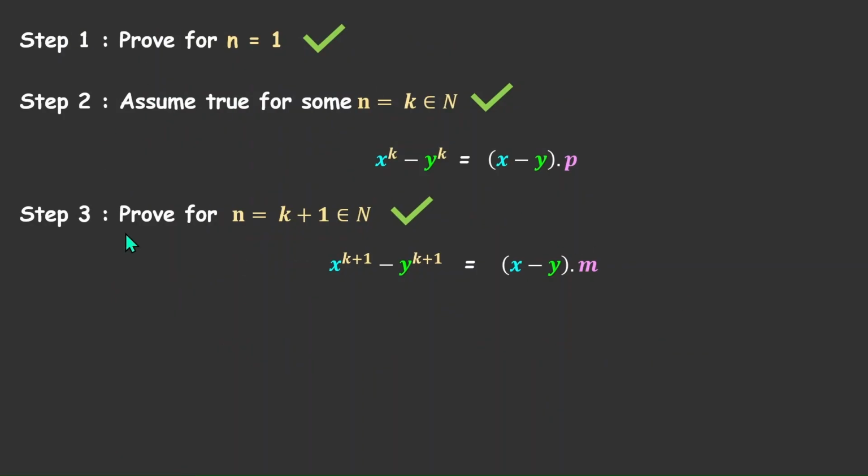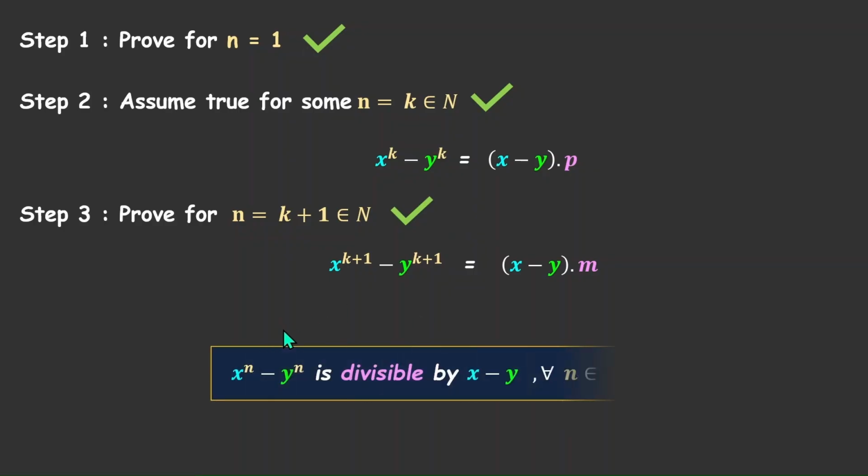And now this concludes our mathematical induction. So now we can confidently say that x raised to power n minus y raised to power n is indeed divisible by x minus y for all n belonging to the set of natural numbers. Now let's look at another example.